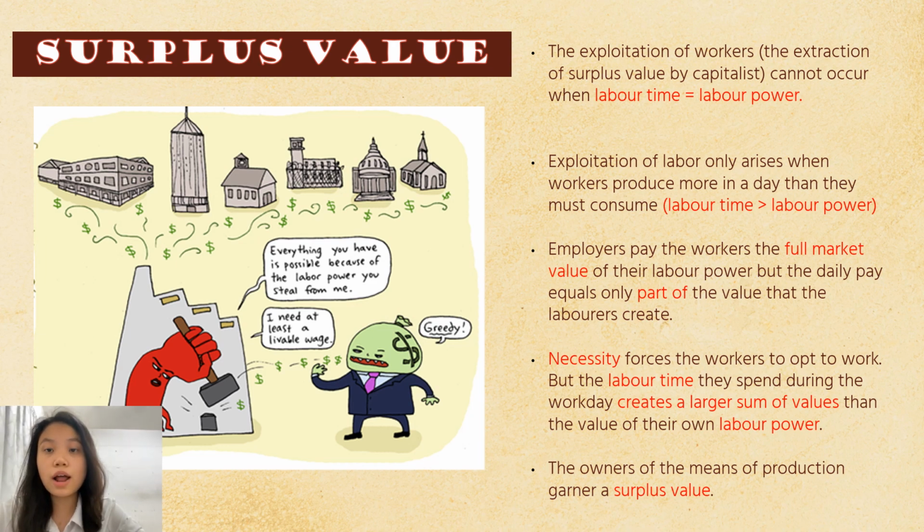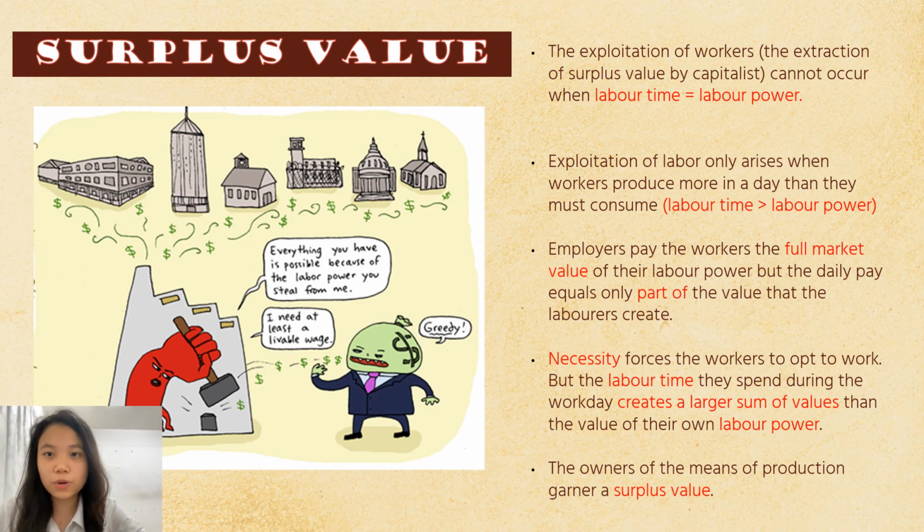is equal to labor power. The exploitation of labor only arises when workers produce more in a day than they must consume, meaning that labor time is more than the labor power. Employers pay the worker the full market value of their labor power, but the daily pay equals only part of the value that the labor creates.